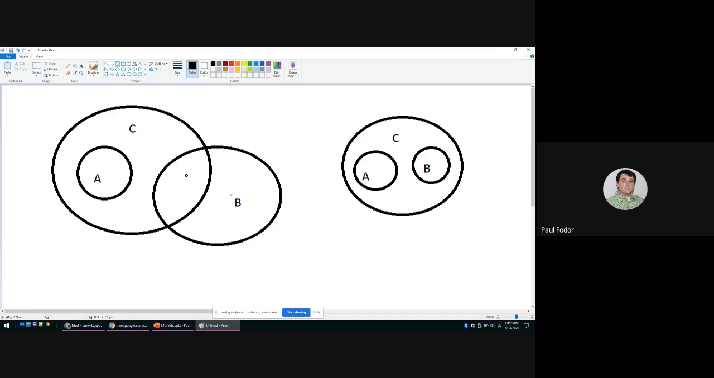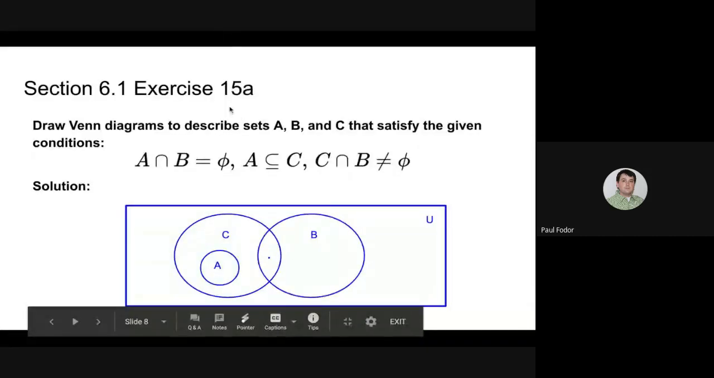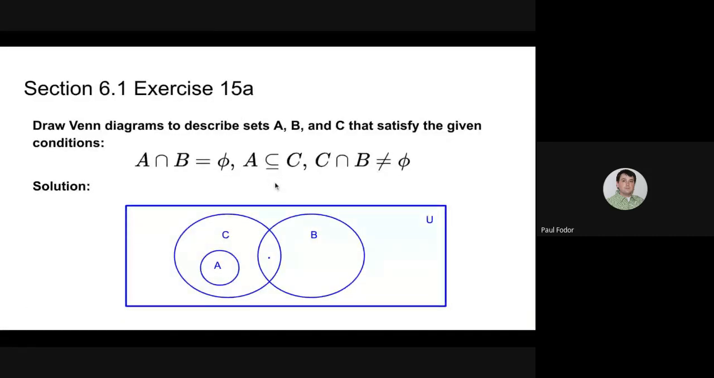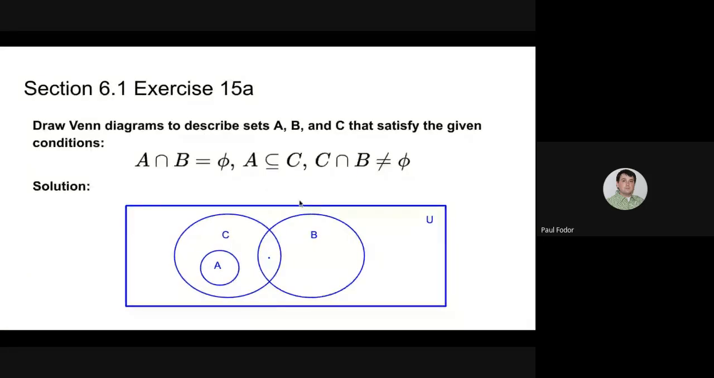So Yunting, do you agree? Yes. Okay, good. So now you can take the screen back. I will stop my sharing. Yes, you're right. Isn't it satisfied that way? Yeah, it's still satisfied. So A intersect B is empty, A is a subset of C, and C intersect B is not empty. So there are two Venn diagrams that describe this property, and Yunting gave one, and I gave the second.